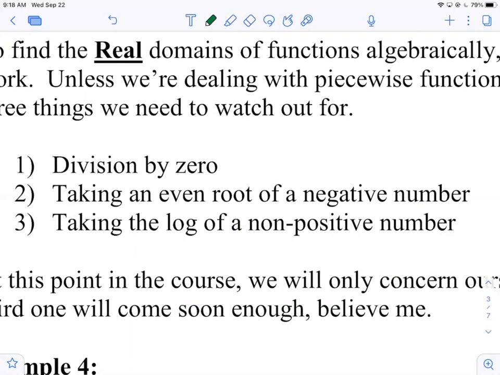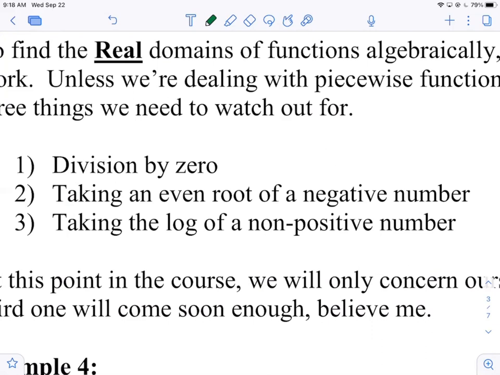The second thing that we're going to be looking for algebraically is taking the even root, square root, 4th root, 6th root of a negative number. It doesn't work, right? The square root of a negative number is a complex number or an imaginary number. And we're talking about real numbers here. Same thing with a 4th root. You can't take the 4th root of a negative number. You can't take the 6th root of a negative number because when you have an even number of negatives, they pair up to become positive. Now, you can take the cube root of a negative number. That's fine. The cube root of negative 8 is negative 2.